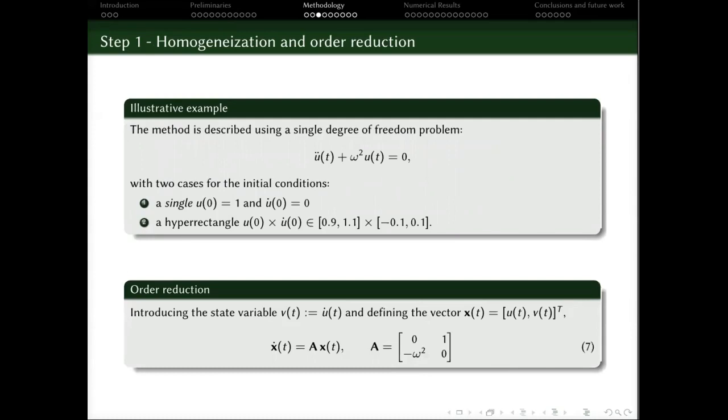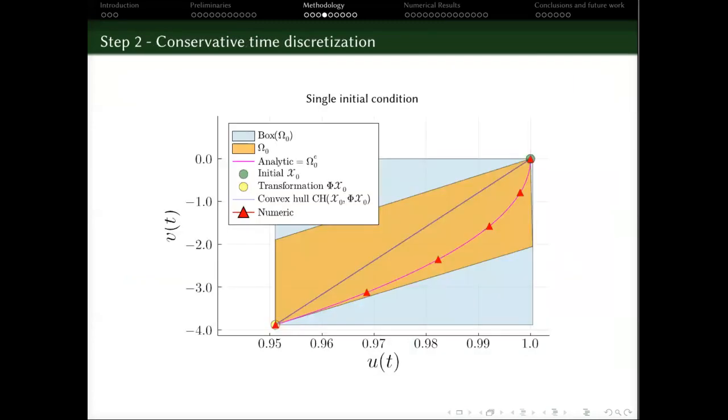For the spring mass problem, the first step of the method consists in the order reduction. Then, defining the variable x, we obtain an equivalent formulation as a system of 2 differential equations of first order. For the second step, in the single initial condition case, we show here the phase space.